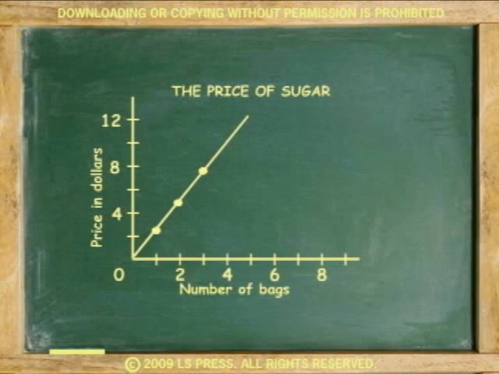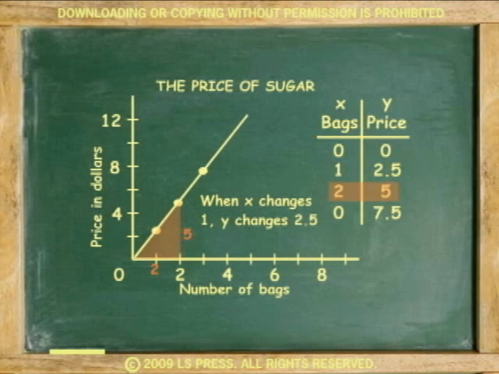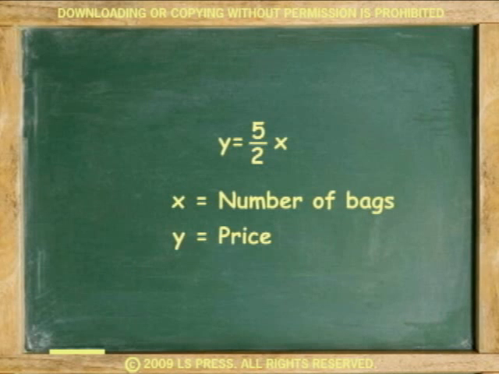Because it helps us in predicting how much any number of bags would cost, this graph is a linear model. Using what we already know, the slope of the line is m equals 5 over 2, and the y-intercept is 0. The equation of the line is y equals 5 over 2x. We can now compute the price of any number of bags by the use of the linear model represented by the equation. X represents the number of bags and y the price.